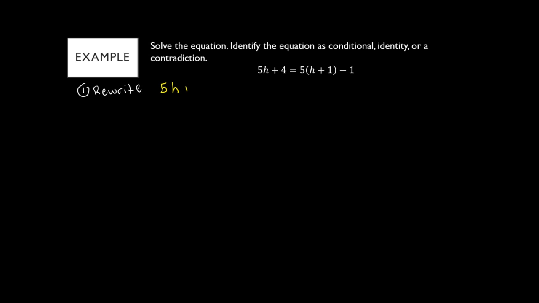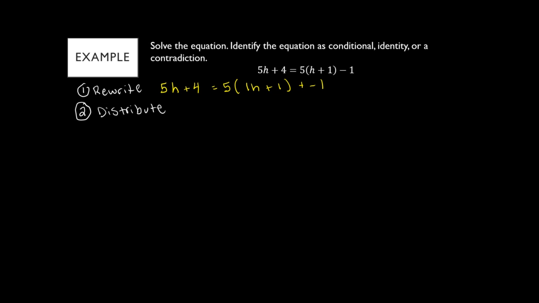So we've got a 5h plus 4 equals 5, and then instead of h, I'm going to write 1h plus 1, and then instead of minus 1, I'm going to write plus negative 1. And so as soon as you've got parentheses, you always distribute. And if you write down these steps every time like I'm doing, you'll start to see the patterns, and you'll start to see what the steps are, because you do the same thing over and over and over again.